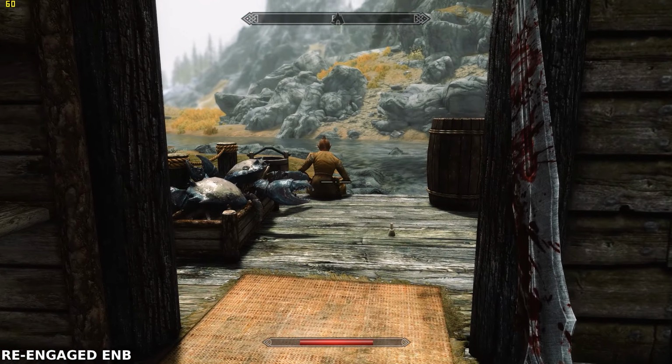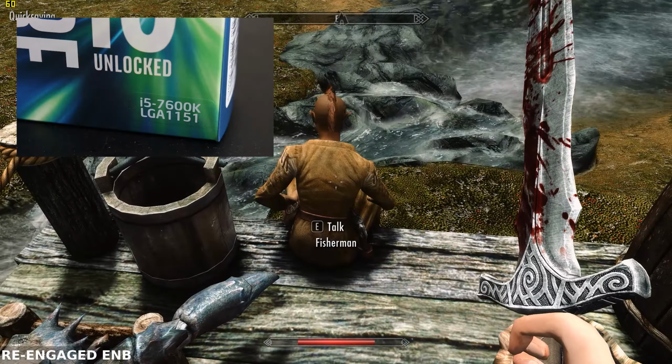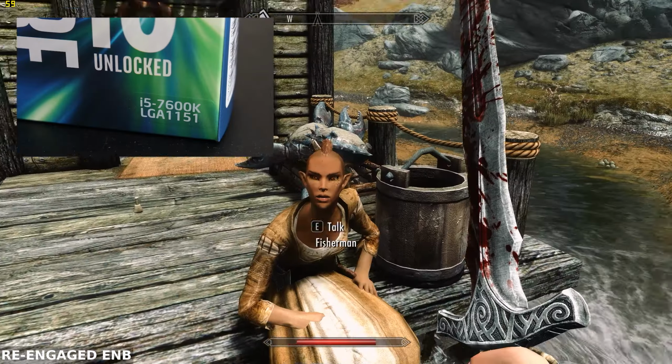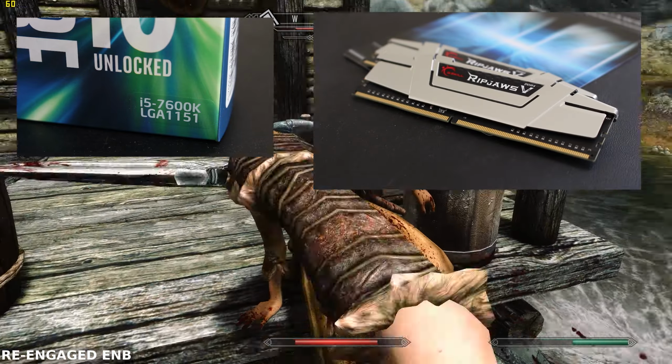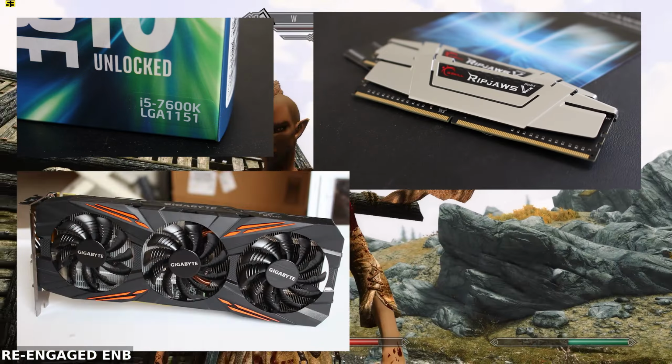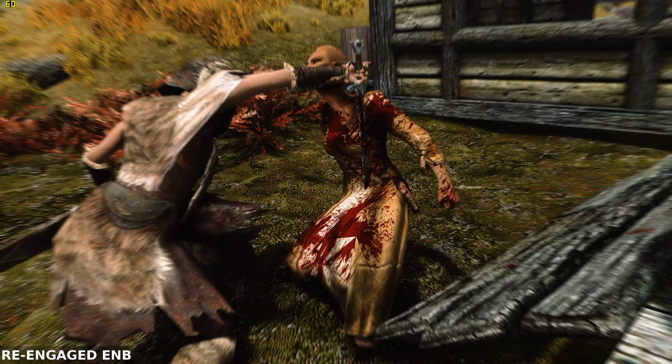Okay, so getting right into it, for each test I'm using my Intel i5-7600K overclocked to 4.8 GHz, 16 gigs of G-Skill DDR4 clocked to 2800 MHz, and the Gigabyte GTX 1070. For a more detailed list of the parts I'm using, check out the description below.